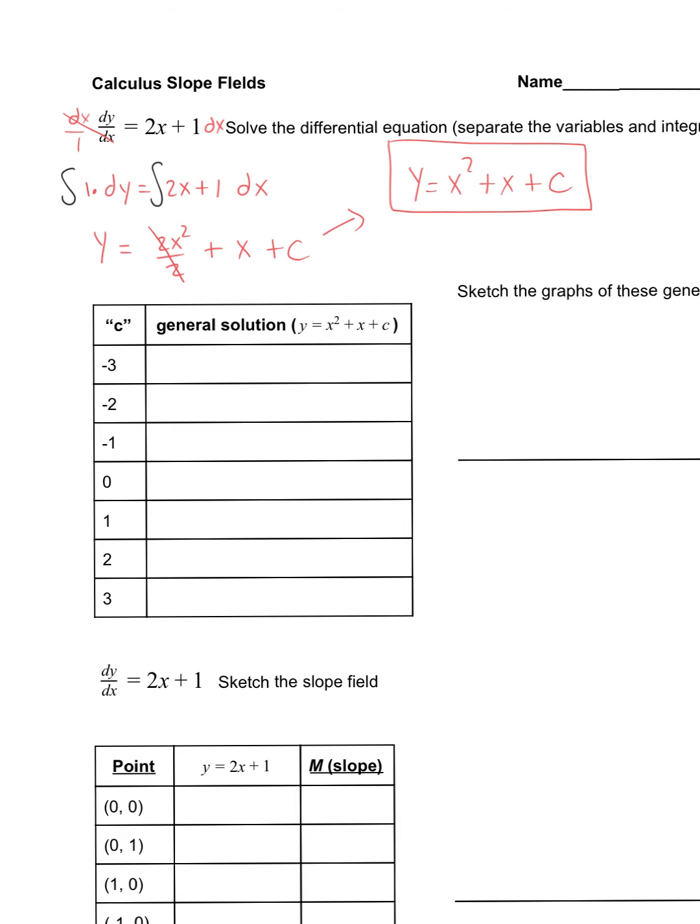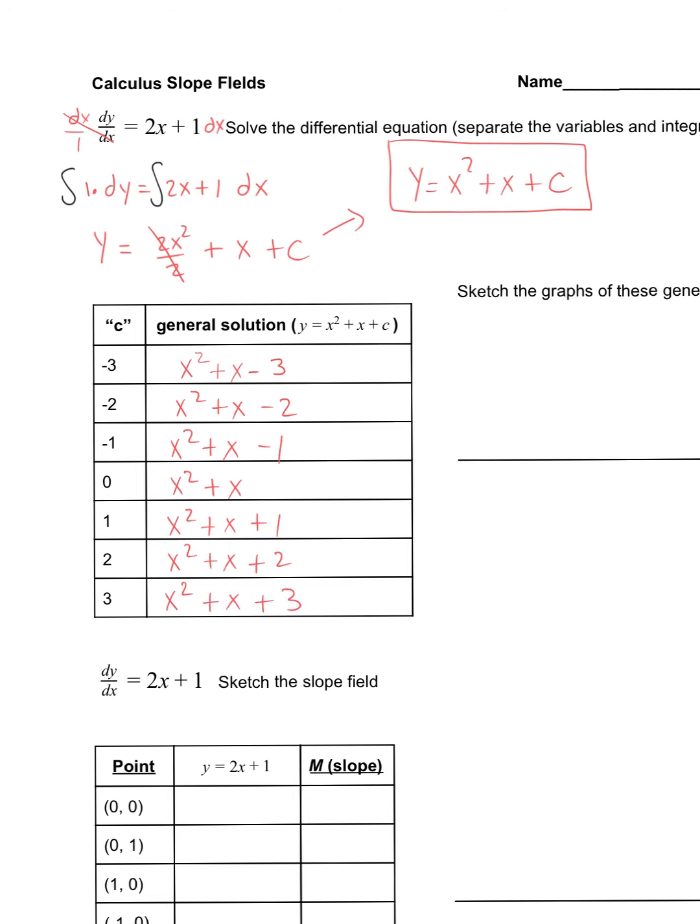We have x squared plus x minus 3. And then x squared plus x minus 2. And then x squared plus x minus 1. And then x squared plus x plus 0, which is just x squared plus x. And then we keep going: x squared plus x plus 1, x squared plus x plus 2, and x squared plus x plus 3.